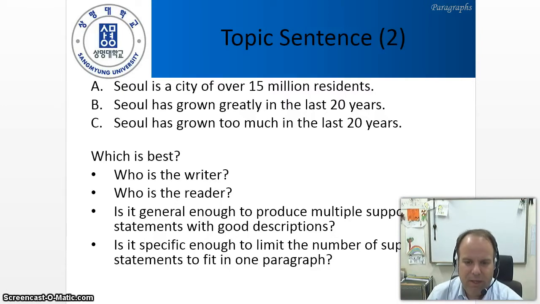So with C, Seoul has grown too much in the last 20 years, you're just going to give examples or reasons why you think it's grown too much. So some problems that have come along with the growth. With A and B, more likely you're going to describe how it grew, or stages in which it grew, or times in which it grew. And so you're going to have to use a lot more facts and historical information to support that. So for you or I, we probably want to use C.